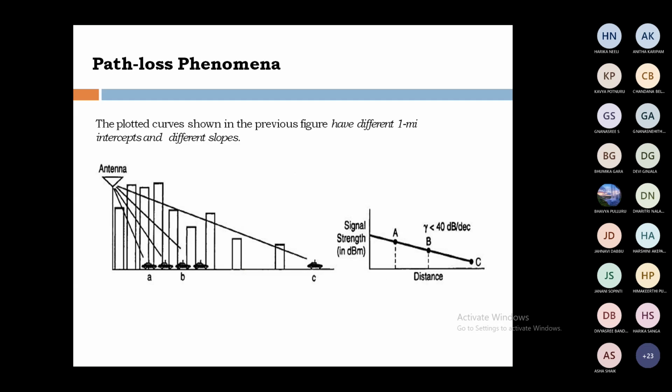Right. See these figures, the path loss phenomena within the 1 mile intercept point with different slopes. This is the antenna, and this is the height of the buildings within the 1 mile. We are locating 3 data points: at point A, point B and point C we calculate the signal strength. From A to B there are taller buildings. We are taking the signal strength at A, B and C. Finally, the path loss decreases.